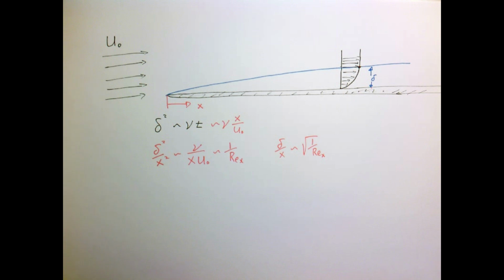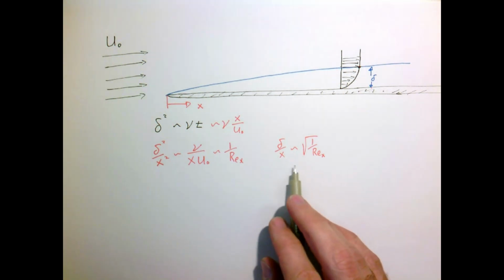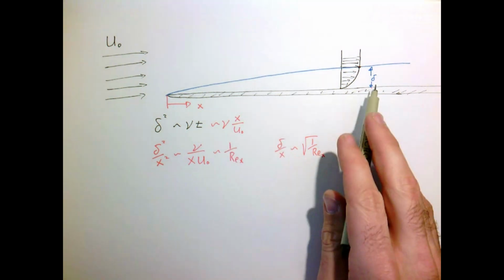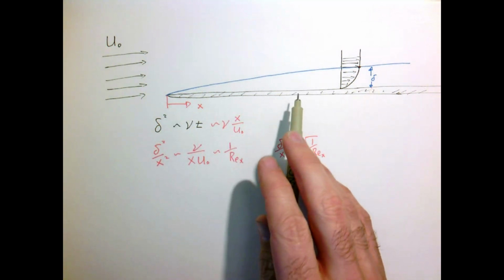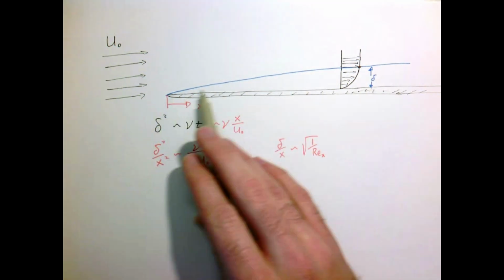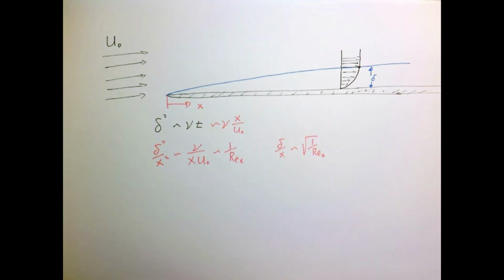So this doesn't tell us the exact answer, it just tells us that we might expect some sort of behavior like this. And this also tells us that we expect the thickness of this boundary layer, if we look at this expression here, to grow as a square root function. So it'll grow as the square root of x.